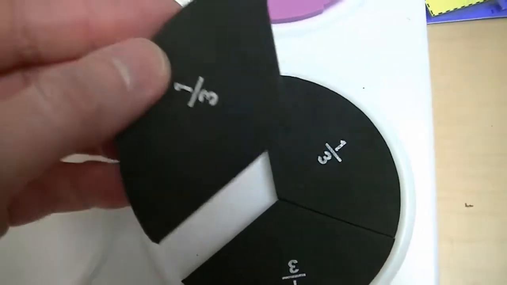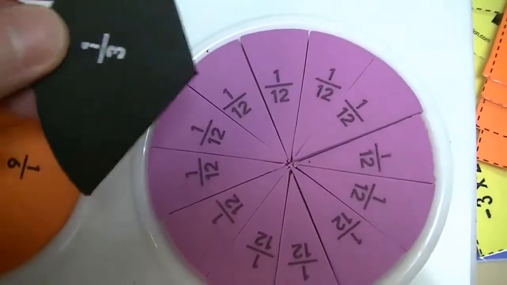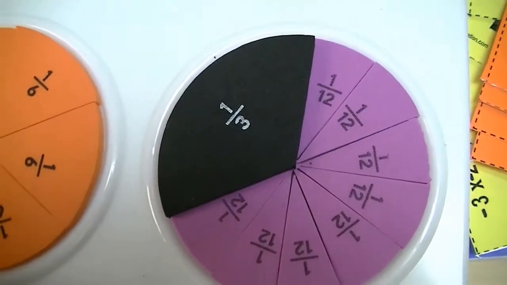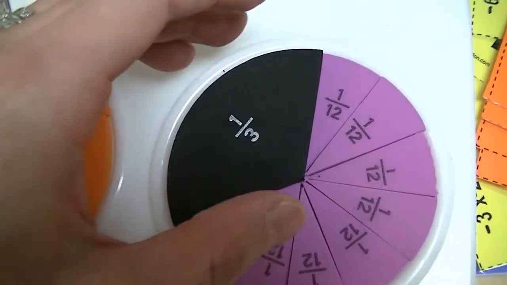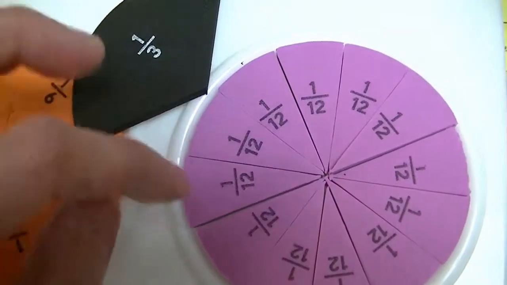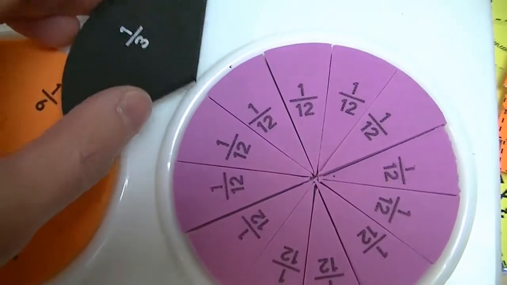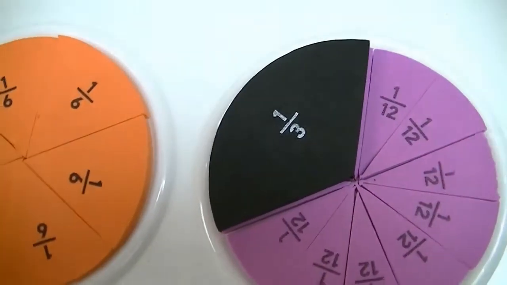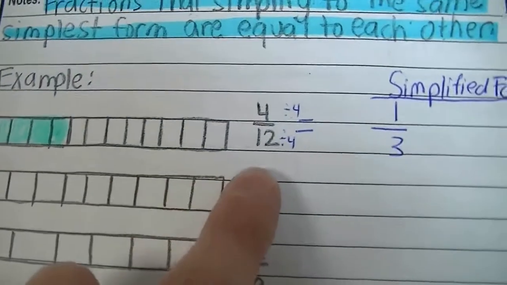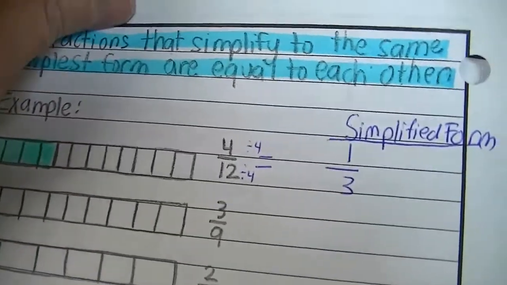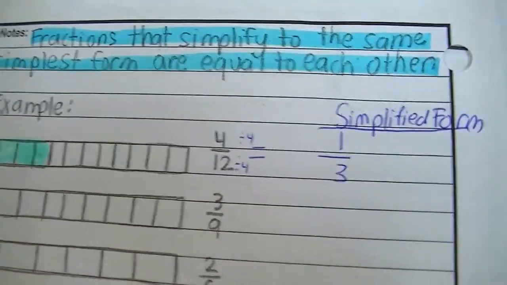Well, if I took this and I placed it on top of this, you'll see that what's the exact same size, you'll see that the 1/3 and the 4/12 are the exact same size. 1, 2, 3, 4. 4/12 is equal to 1/3, okay? Which is exactly what we just showed in the notes right here. 4/12 is equal to 1/3. 1/3 is its simplest form though, okay?